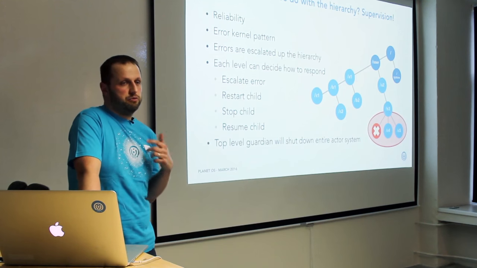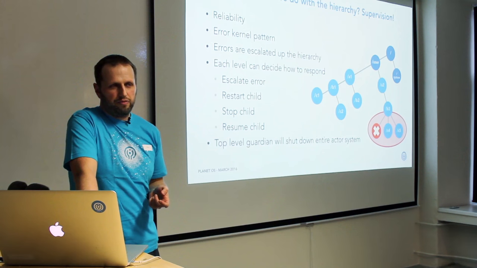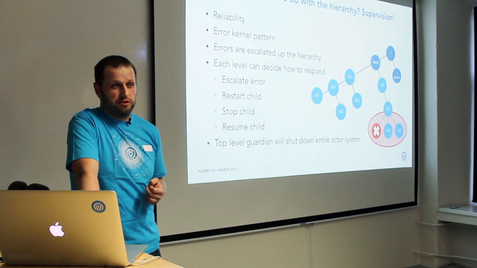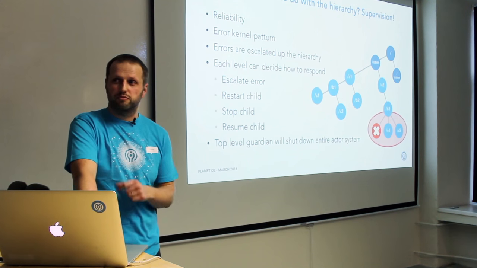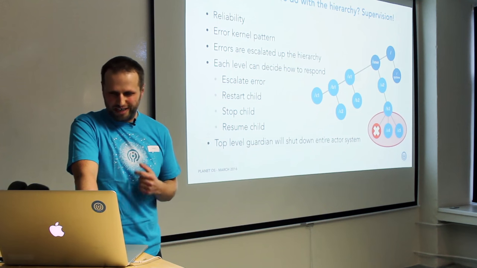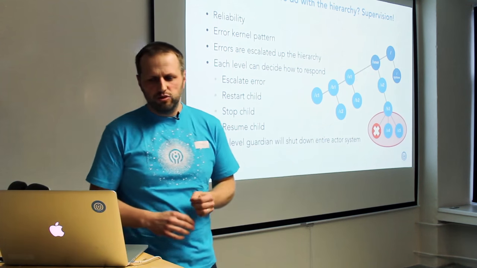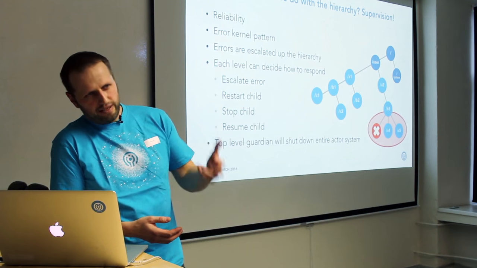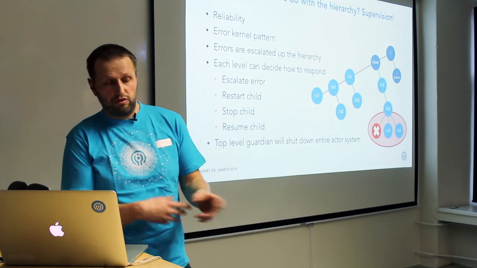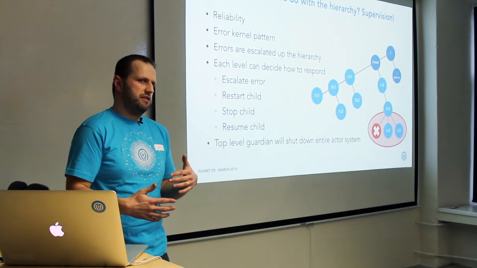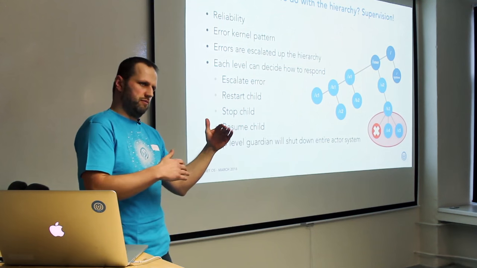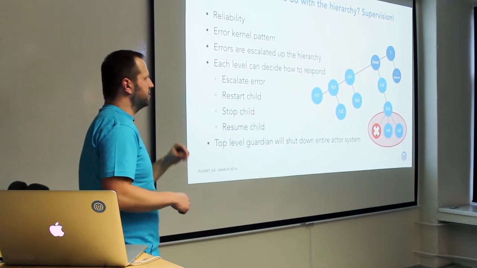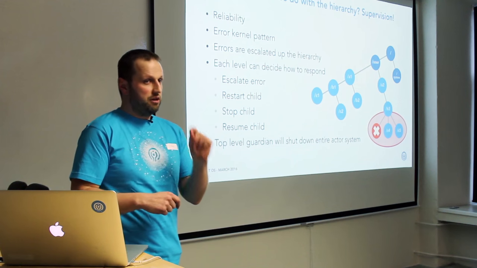So we talked about the supervision, the hierarchy, but the nice thing about this is that we can also do supervision and error handling and make sure that our systems are reliable, which is, of course, one of the founding principles of reactive systems. The way to do this is called an error kernel pattern. So essentially what happens is that if an actor receives an error, for example, the actor throws an exception. What normally would happen is that the exception gets propagated up the call stack, right? And then you have to catch it somewhere. But in an actor system, it's a little bit different. The error instead is propagated up the actor hierarchy.